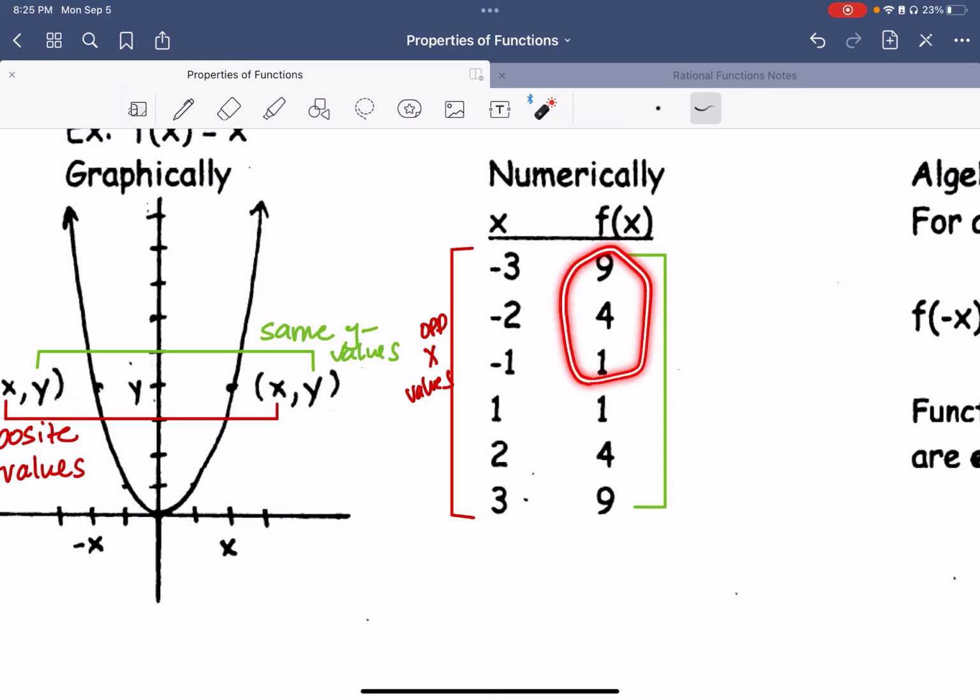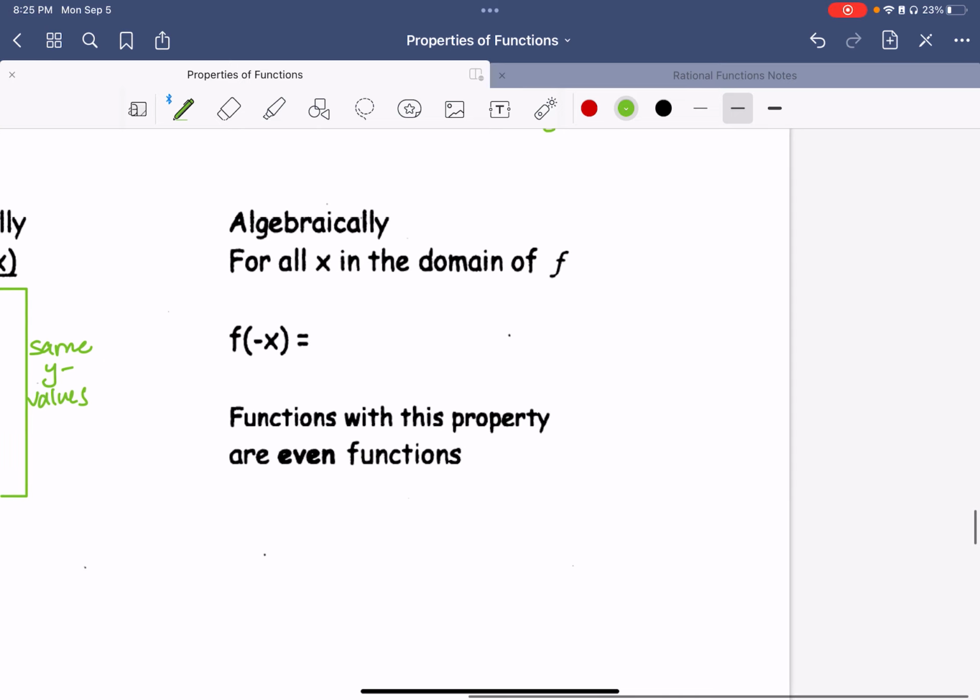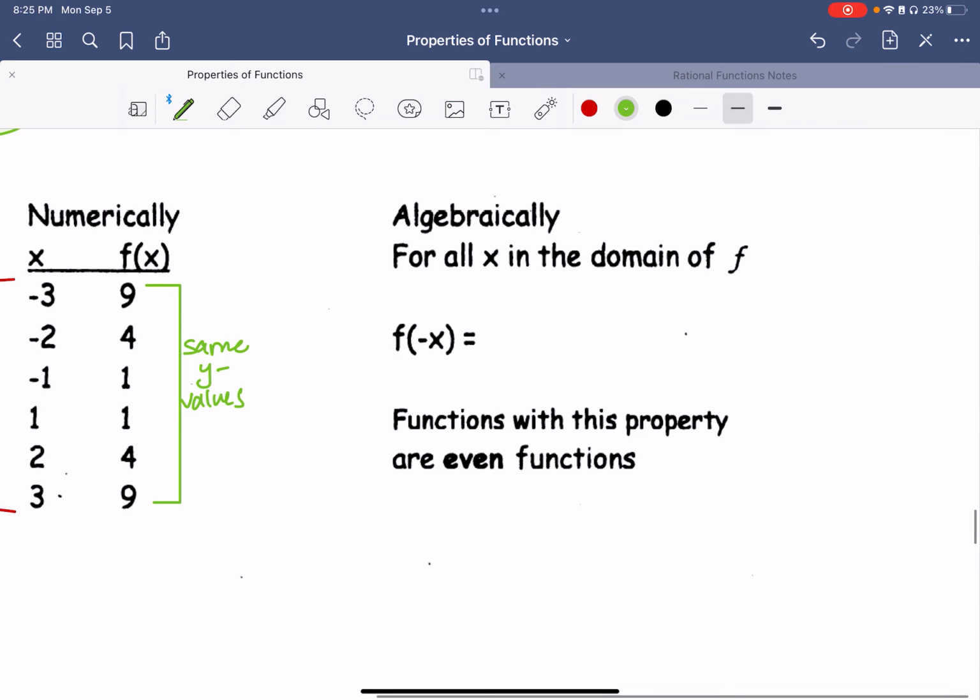So we got positive 149 and positive 149. So the y values didn't change, they remained the same. So same y value. So when that happens, you'll be able to tell if it's even. Okay, now algebraically, what you're going to do is basically plug in a negative x for every positive x that you currently have, and then you're going to solve.